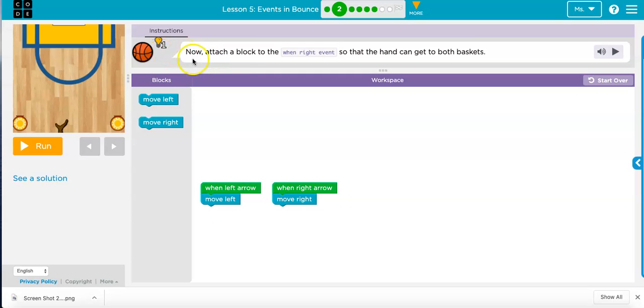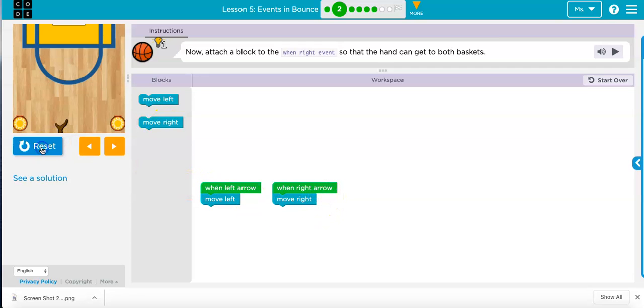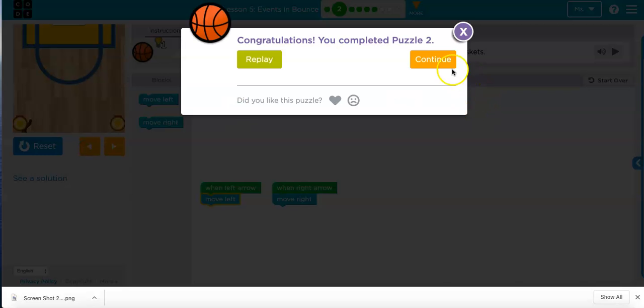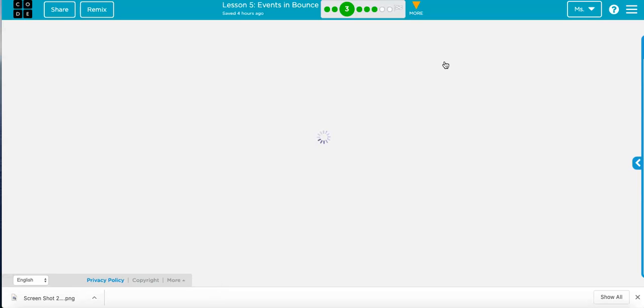So now it's telling me, now attach a block to the when right event so that the hand can get to both buckets. Well, obviously, when the right arrow moves, he should move to the right. So I did that. I only got 2 blocks to choose from. I moved the move right block underneath when right arrow. When I run it, if I move my right arrow, which I was doing on my keyboard, but if I move these, it should touch both. Boom, it's taking me to the next level.